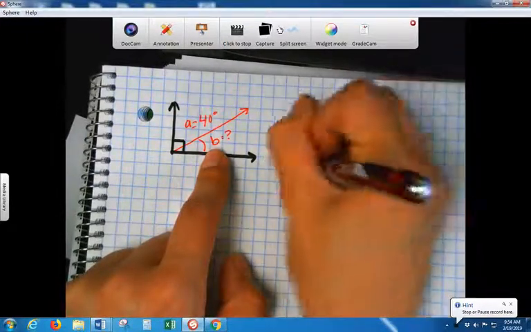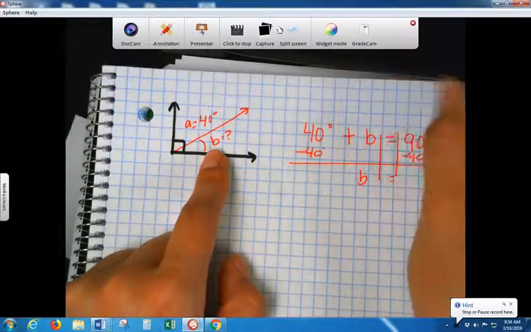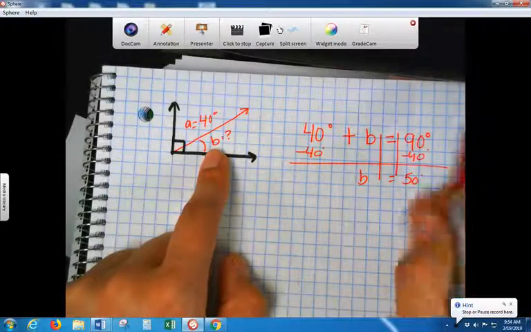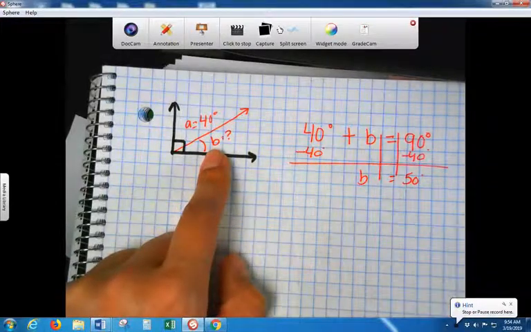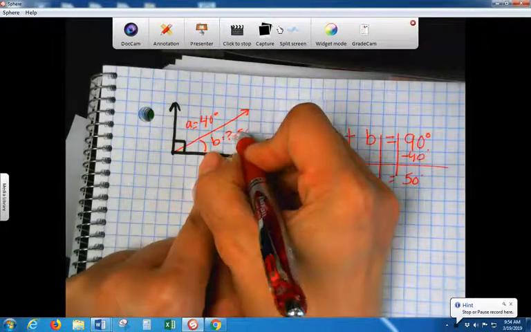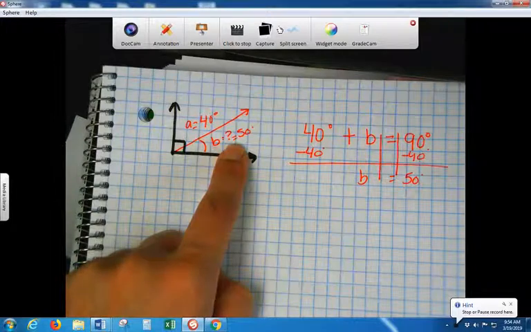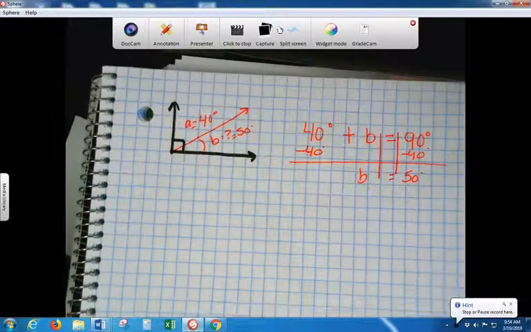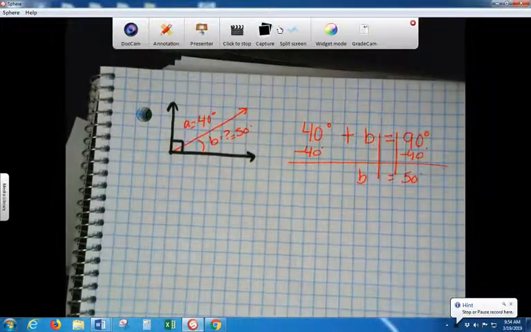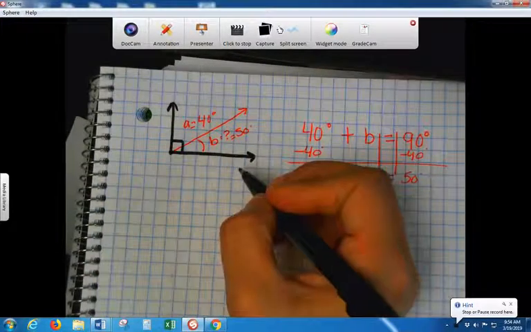You might be going, really, Miss Amelia, I have to do this? Yes, because I know what's coming up, and this is going to help you. Okay, so we go 90 minus 40, that gives you 50 degrees. So that means B is actually equal to 50 degrees, because 40 plus 50 is 90. So complementary angles are two angles that equal 90 degrees. All right. Any questions so far?